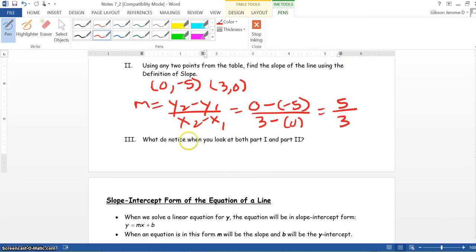Now, it says here, what do you notice when you look at both part 1 and part 3? They both have the same slope.